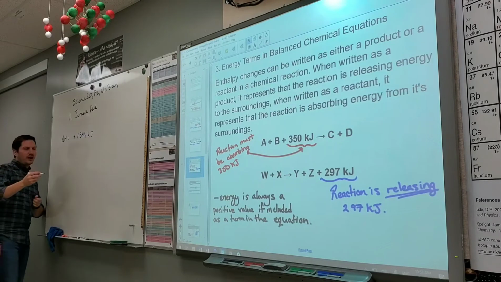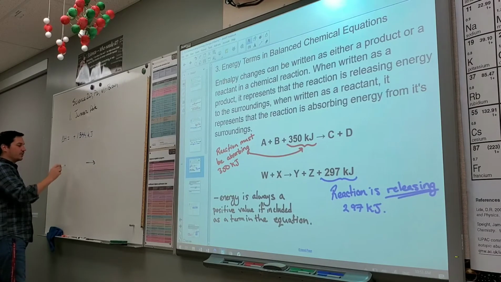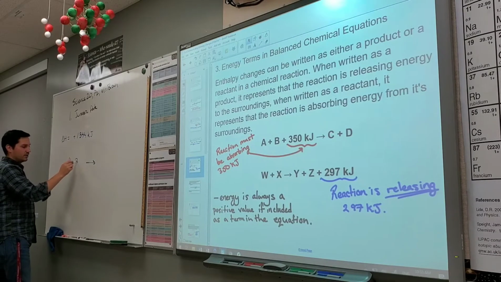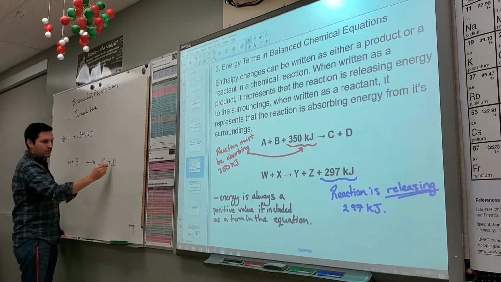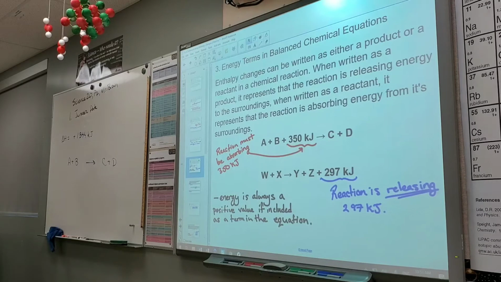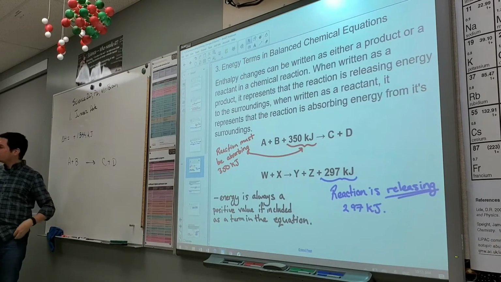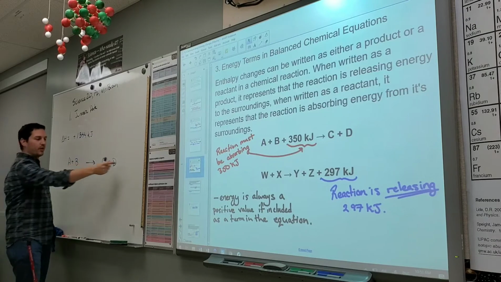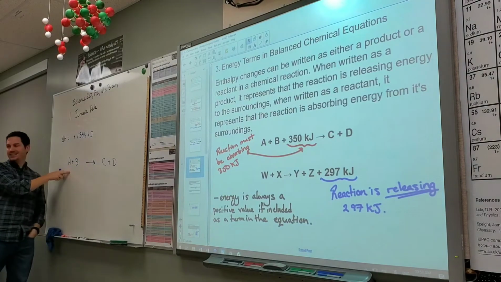Now, let's try and think about this. If I had a really simple reaction, if this reaction was absorbing energy from its surroundings, do you think that energy component, think back to the equilibrium unit, should be a product or should it be a reactant?